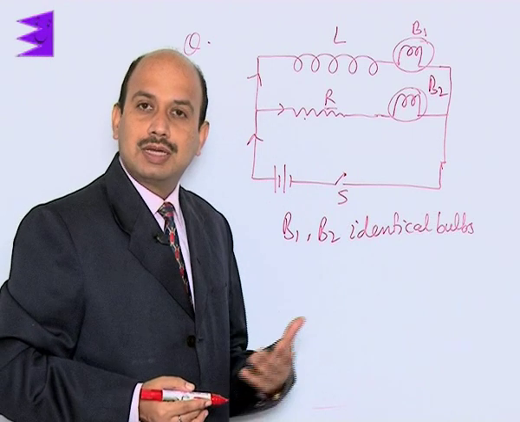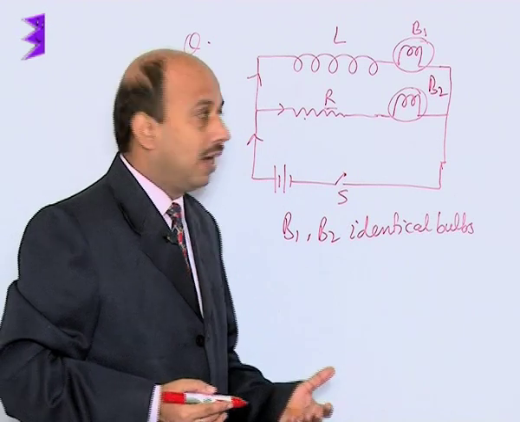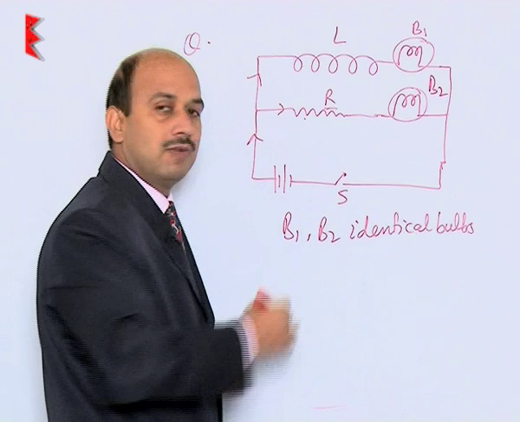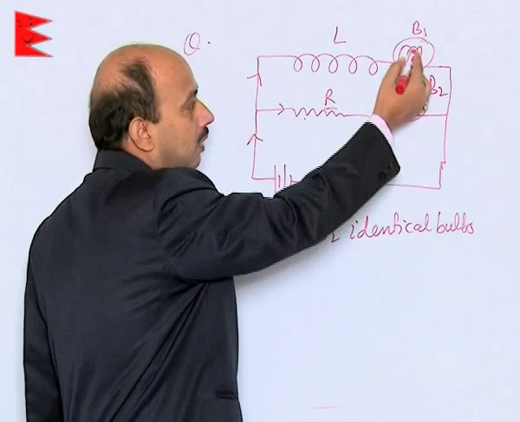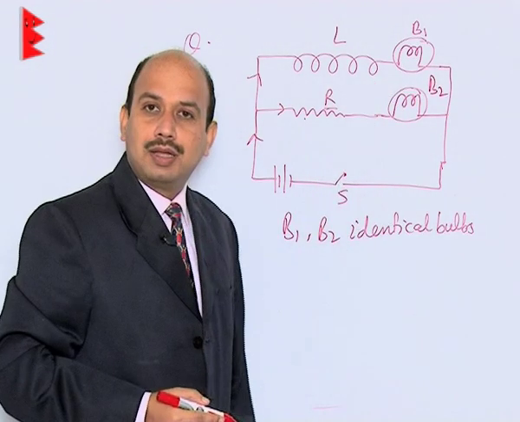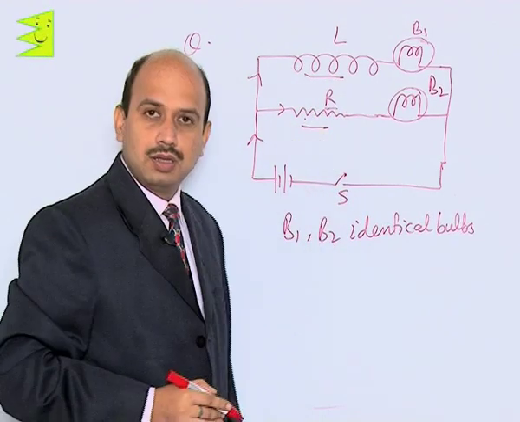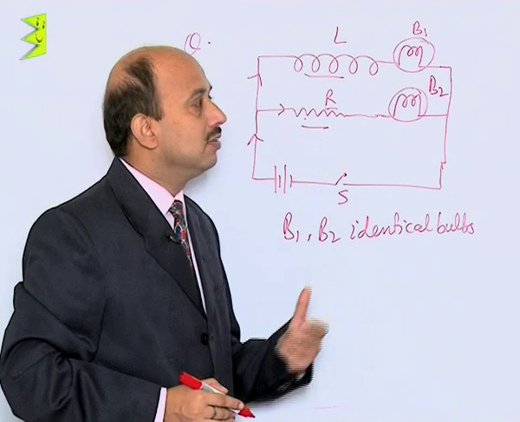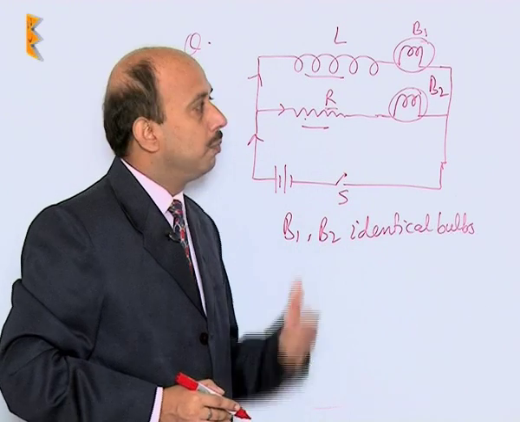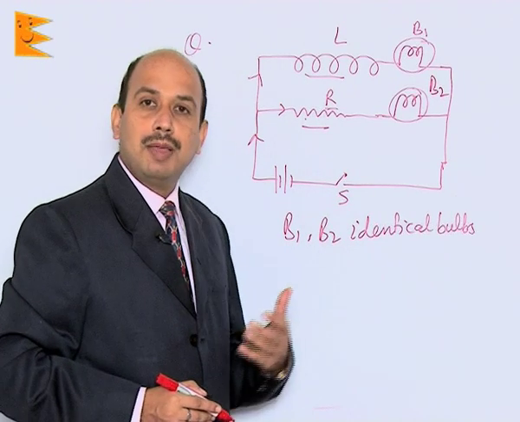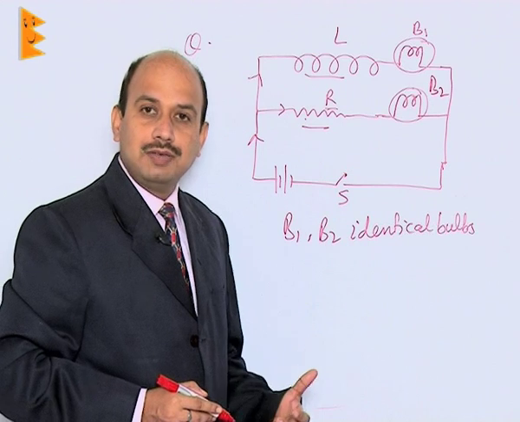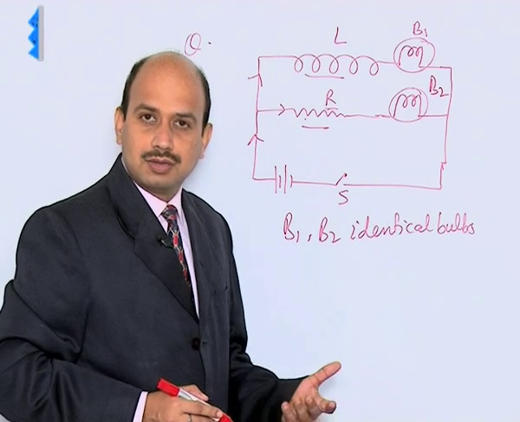switch is closed. It will take time, but after some time, as the current attains its maximum value, both the bulbs will be glowing with the same brightness, because the resistance of this and this are both equal. So the resistance of the inductor is also equal to R. So both the bulbs will be glowing with the same brightness after the current achieves its maximum value.